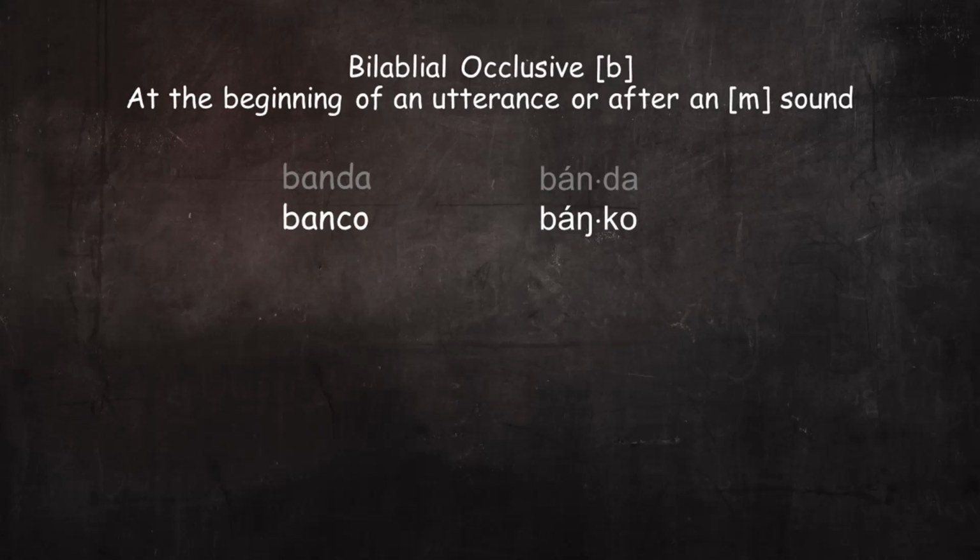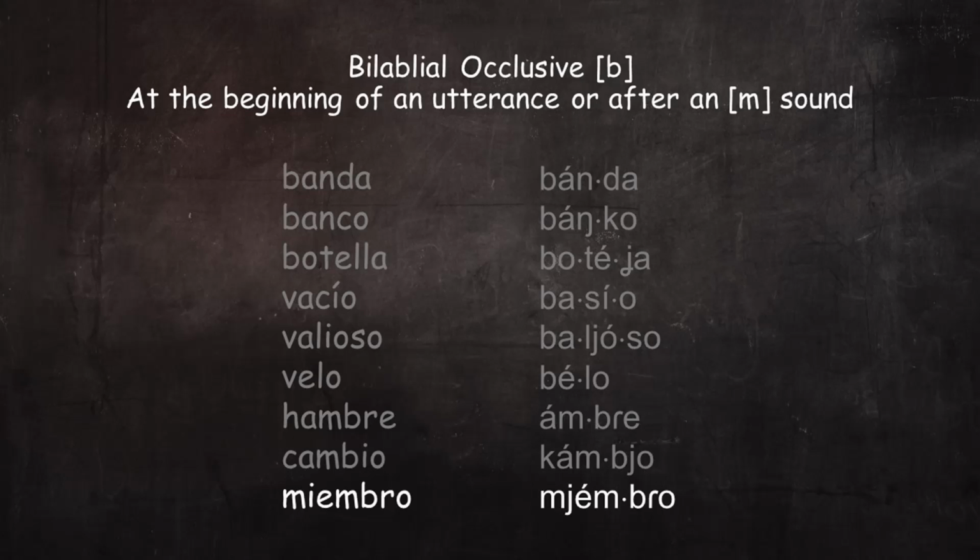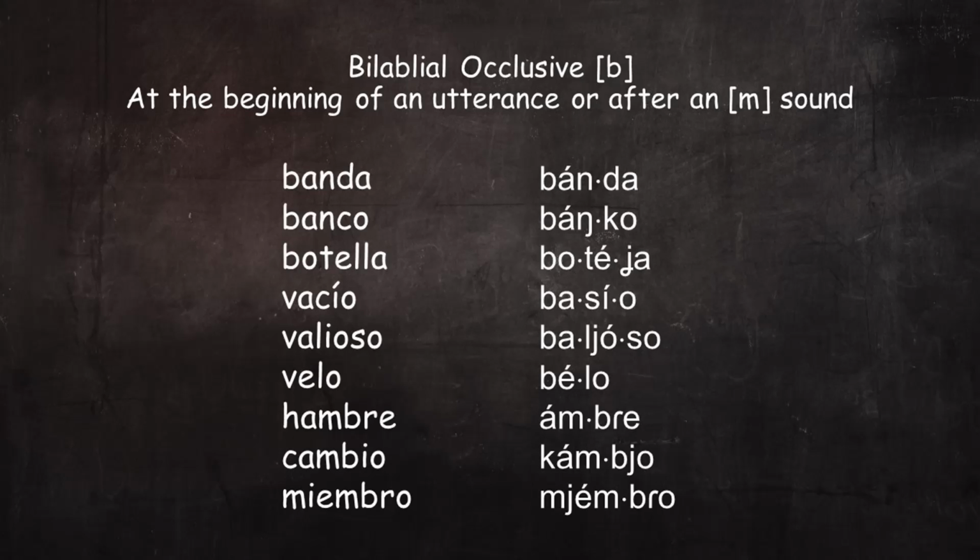Banda, banco, botella, vacío, valioso, velo, hambre, cambio, miembro. I hope you were able to hear that B and V are pronounced exactly the same as one another. I also hope you heard that as a bilabial occlusive, B and V are pronounced with the lips coming together and touching, much like an English B, only a bit softer and less explosive.